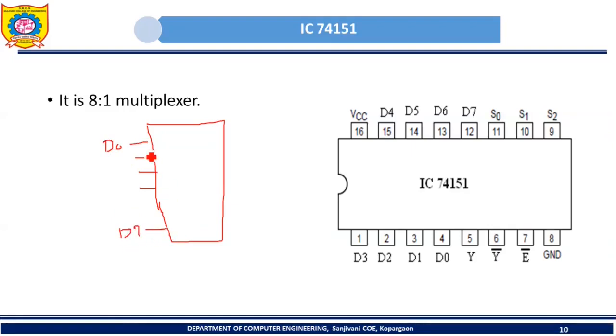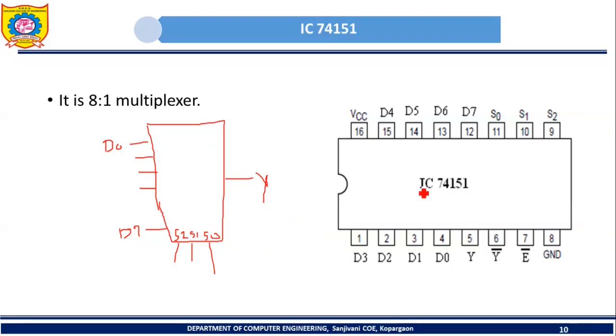Then we also know that in a multiplexer we have selector lines. How many selector lines should be present in an 8:1 mux? 3 selector lines. Why? Because 2 raised to 3 is equal to 8. Suppose those selector lines are labeled S2, then S1, and then S0. Then in a multiplexer we have one output, suppose it is Y.